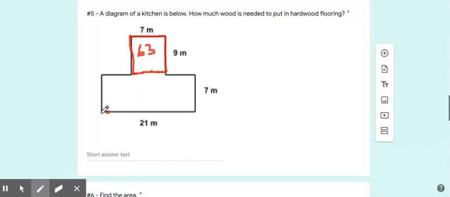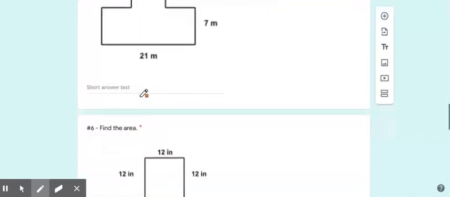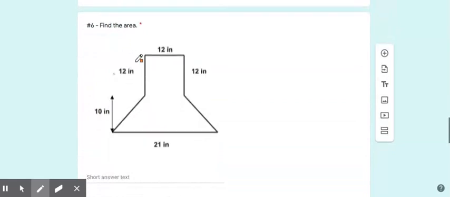What about this rectangle that is 21 by 7? Well, what's 21 times 7? Figure out what 21 times 7 is, and that'd be the area of this rectangle. So then you would add the area of this rectangle plus the area of this rectangle to get your total area of this figure.